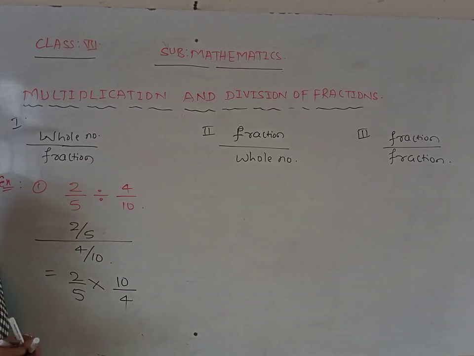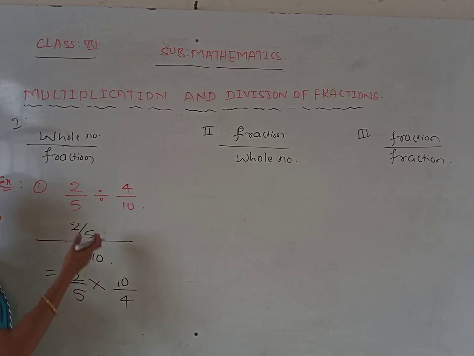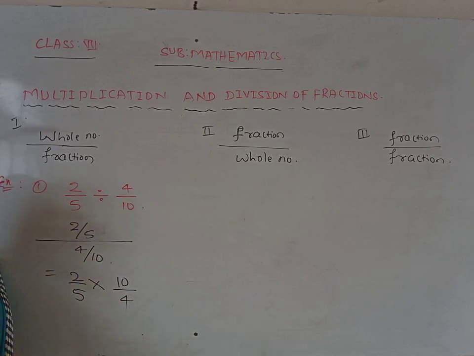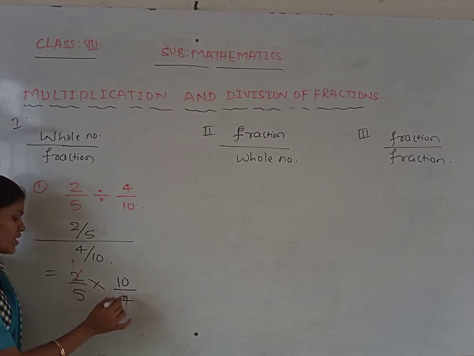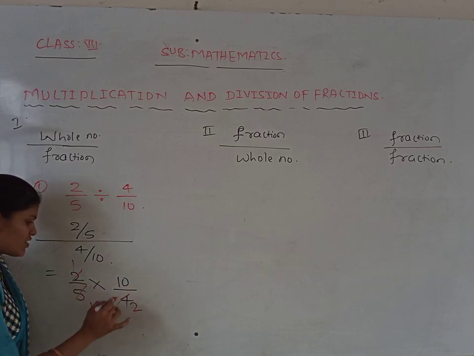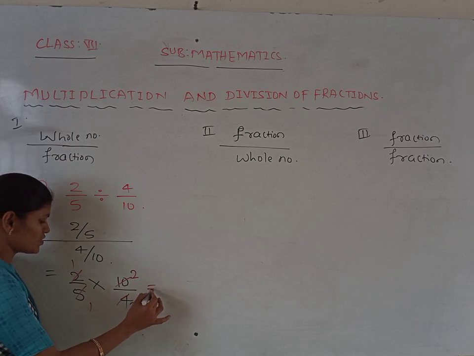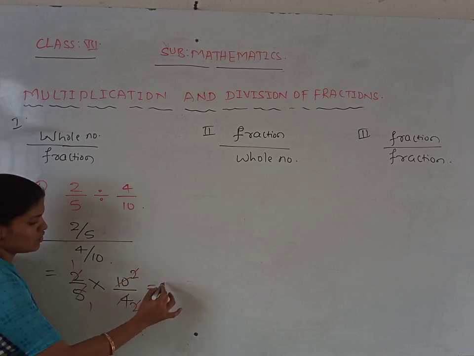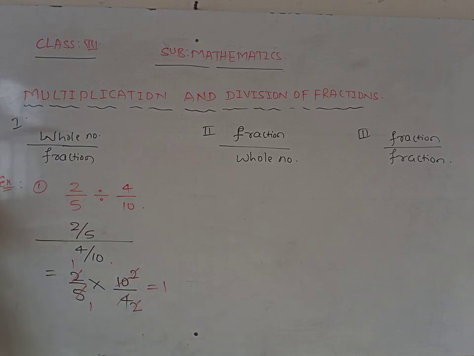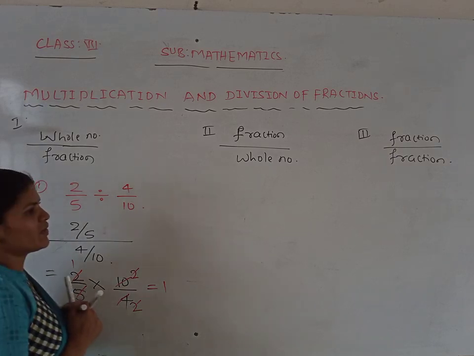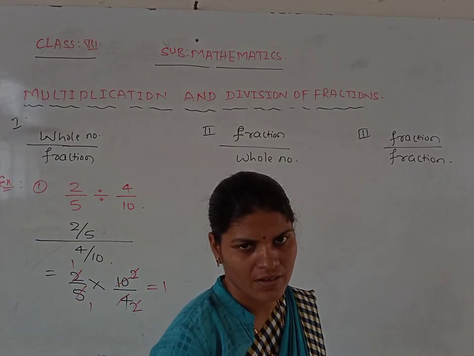Now you can simplify. If there is any common factor, like in multiplication of fractions, in the same way we continue our procedure. 2 ones are 2, 2 twos are 4, 5 ones are 5, 5 twos are 10, again 2 ones, 2. Your answer is very interesting. So that was 2 by 5 whole divided by 4 by 10. One more.